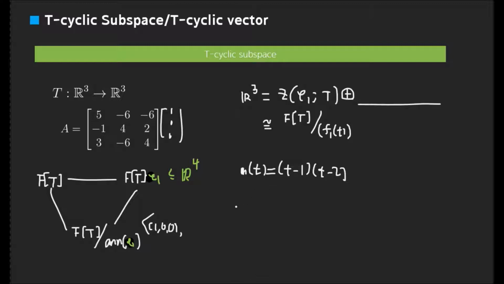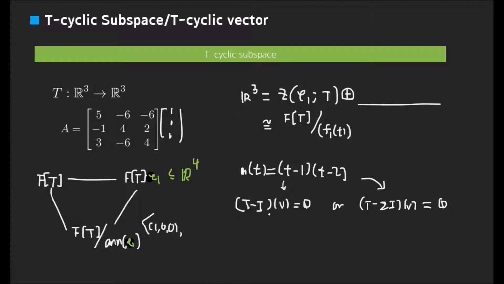And I will investigate this here. T minus I applied to v can be the zero matrix, or T minus 2I applied to v can be the zero matrix. Okay, in this minimal polynomial, I will investigate the solutions for v.